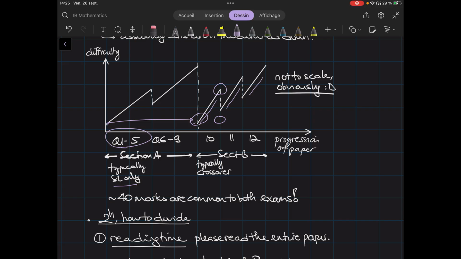Same thing with question 12. This is the hardest question on the paper. It is also the most unpredictable. And I can never tell you what's going to show up on question 12. This is a wild card. Literally anything can show up. Even on the SL paper for M25, you guys had a very wild question.